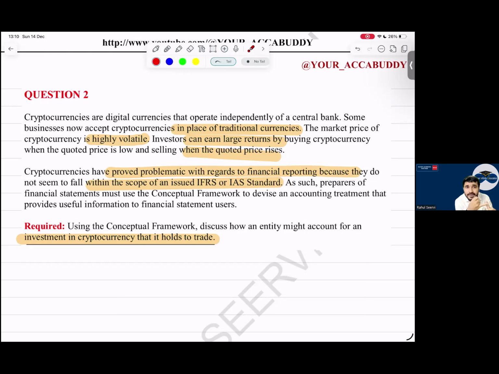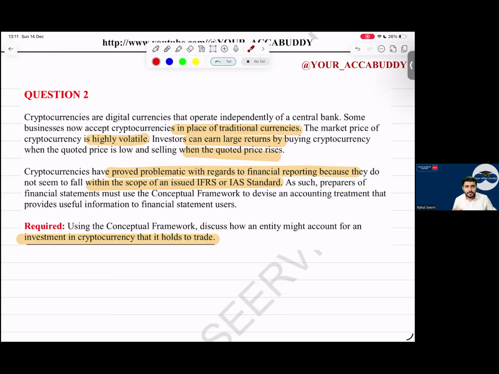Is there any uncertainty regarding existence? No sir. Is there any low probability? No sir. Is there any measurement uncertainty? No sir. The crypto market is there. If you want the value of the cryptocurrency, it is traded, you can get it. There is no such issue about the measurement part. So can I say we should recognize this? There is no such problem regarding this point.